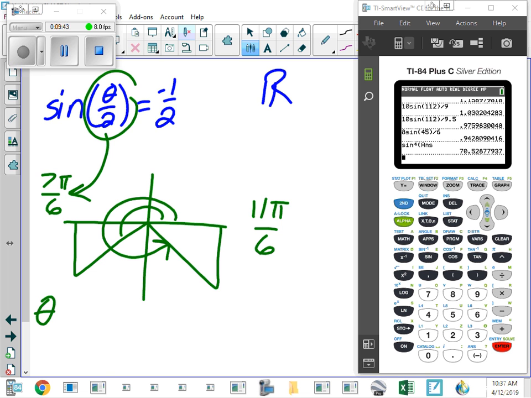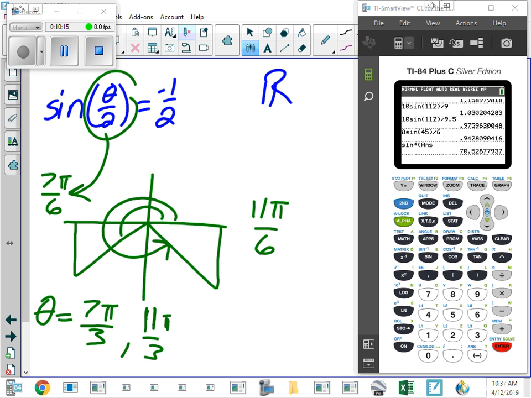So I need to multiply by 2. So theta is 14 pi over 6, which simplifies to be 7 pi over 3. And then the other one is 22 pi over 6, which simplifies to be 11 pi over 3. Okay. So the answers are 7 pi over 3 and 11 pi over 3.